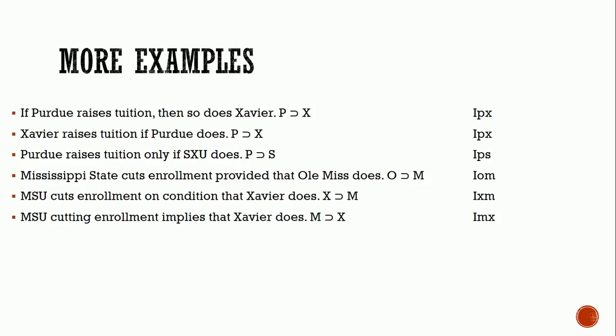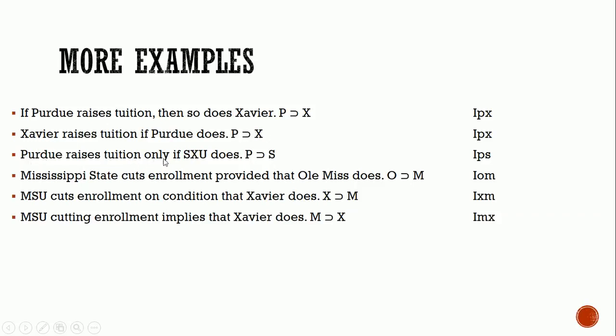All right. So on the right, we have Polish notation. You guys can ignore that. And let's look at the rest of this stuff. If Purdue raises tuition, so does Xavier. If P, then X. Xavier raises tuition if Purdue does. If Purdue raises tuition, then Xavier raises tuition.